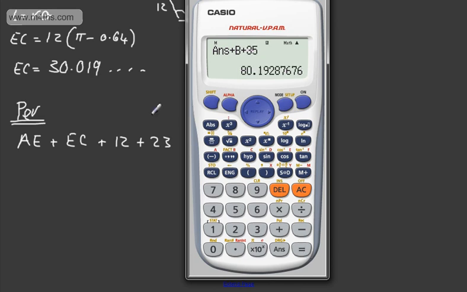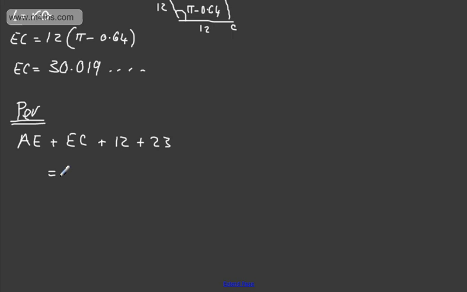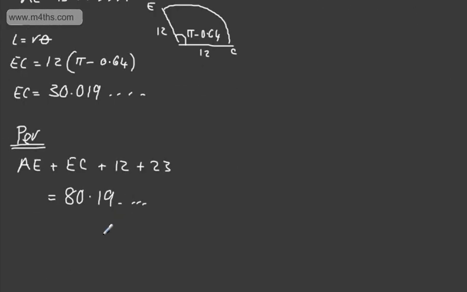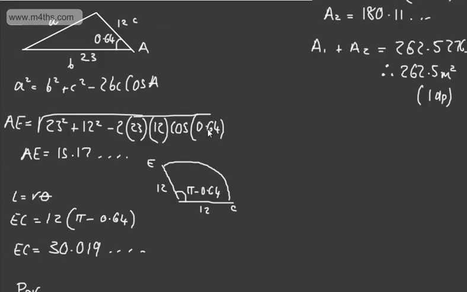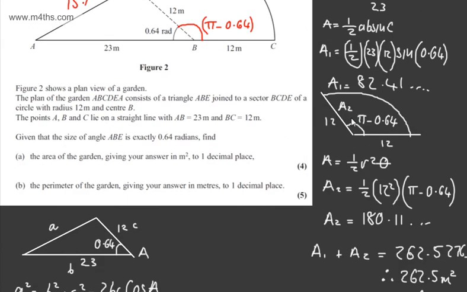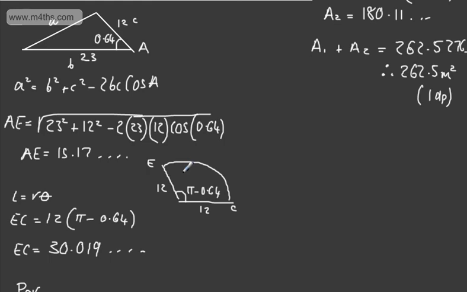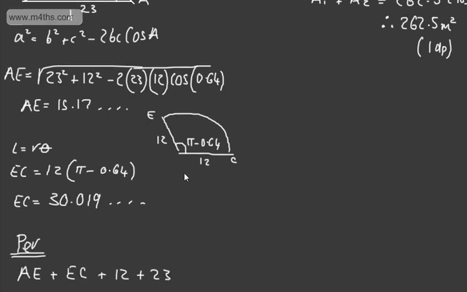That gives me 80.19 and so on and so forth. We need to give this to one decimal place, so we can say it's 80.2 meters, and that is to one decimal place. So a few different ways around that. All we're doing is simply now summing two different areas and then finding a missing length on a triangle and the missing arc length and adding them together.